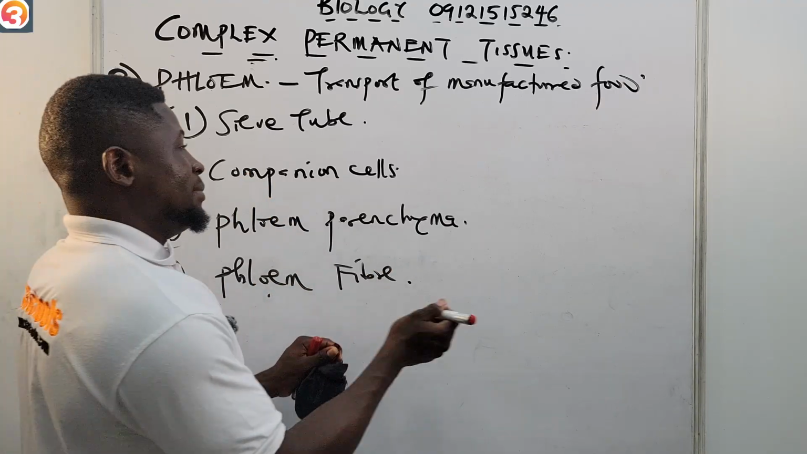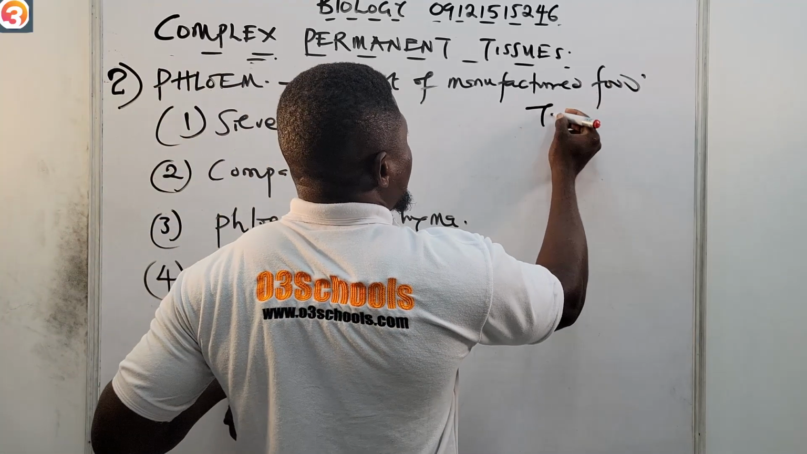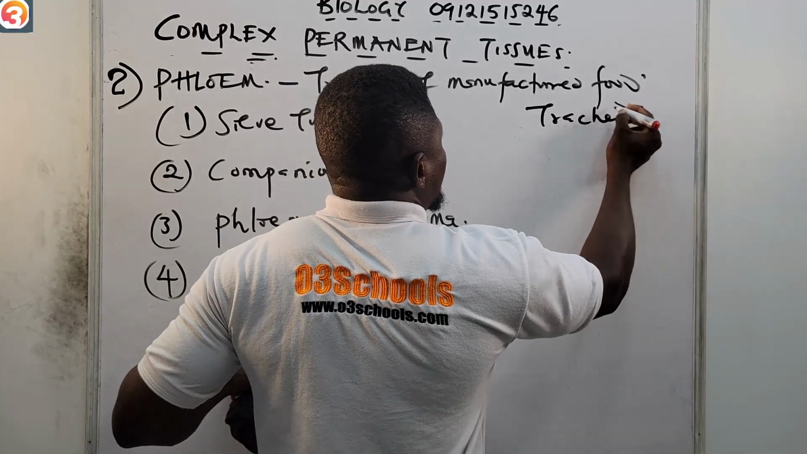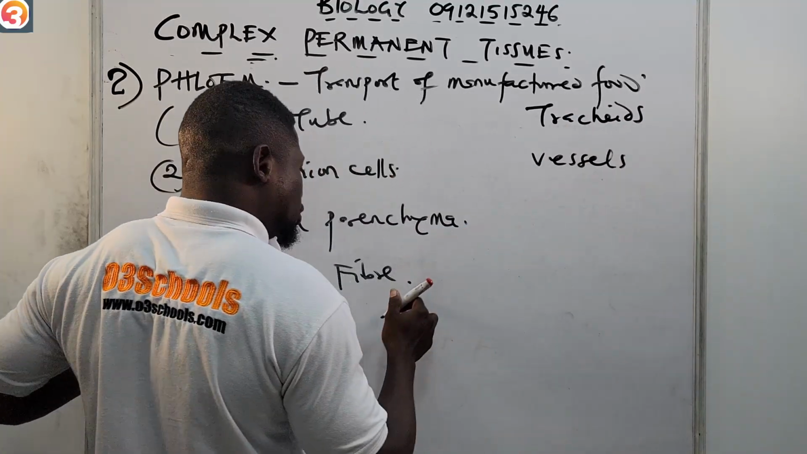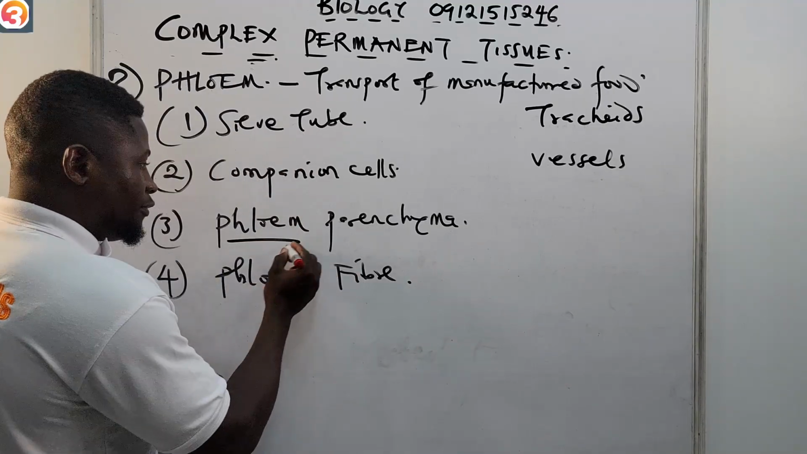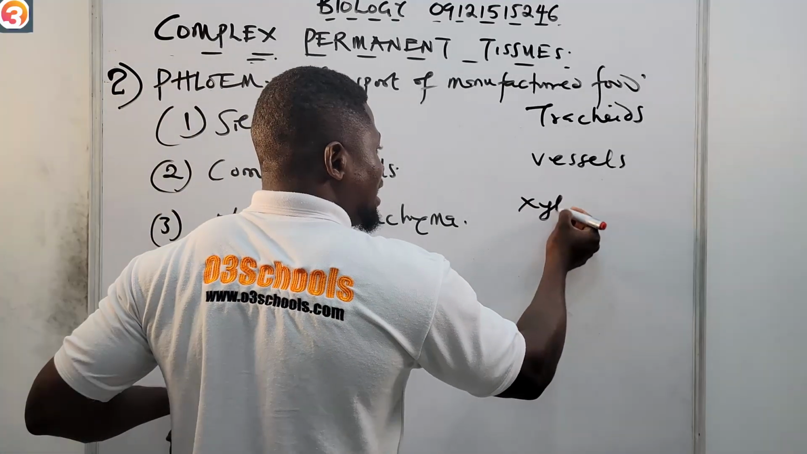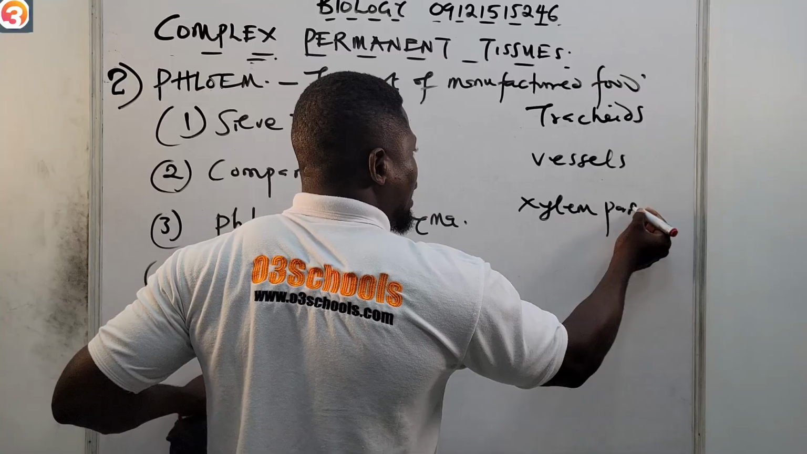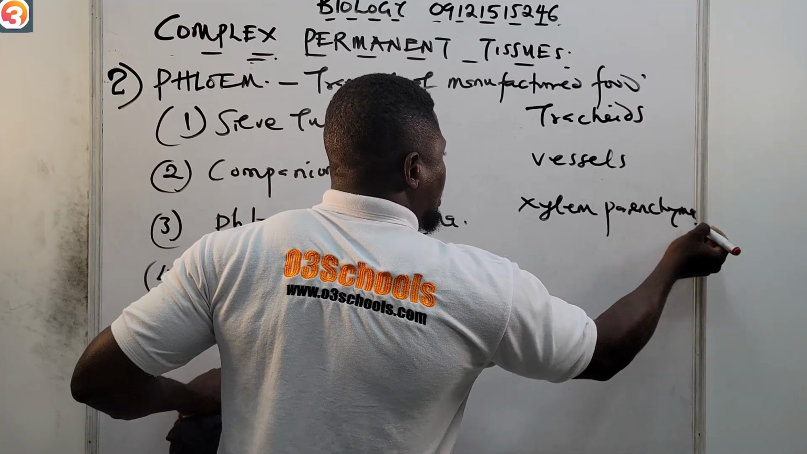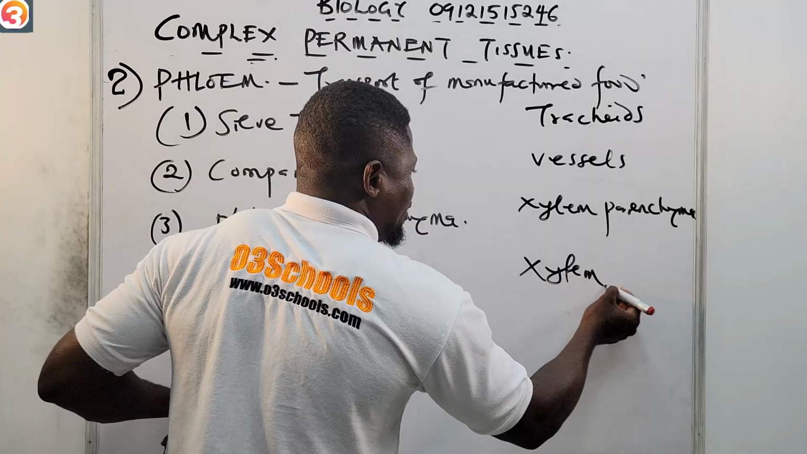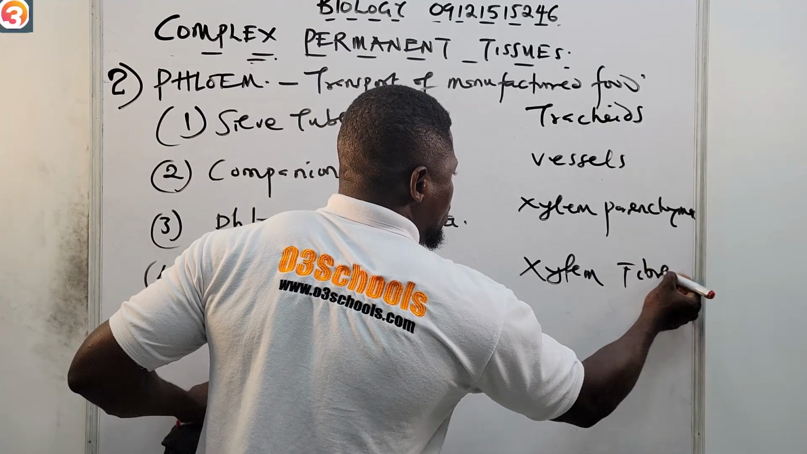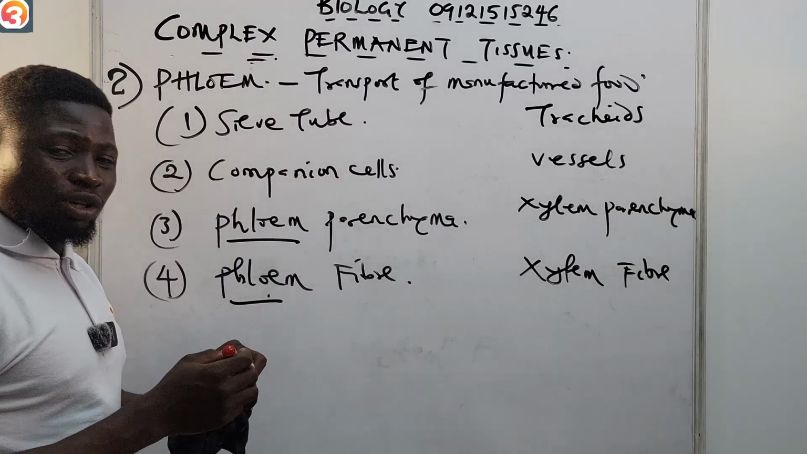Just look at the xylem now. We have the tracheids, then we have the vessels. These other 2 are almost the same, just the phloem and xylem change. So we have xylem parenchyma, then we have the xylem fiber. So you can see they are almost similar in the last 2.